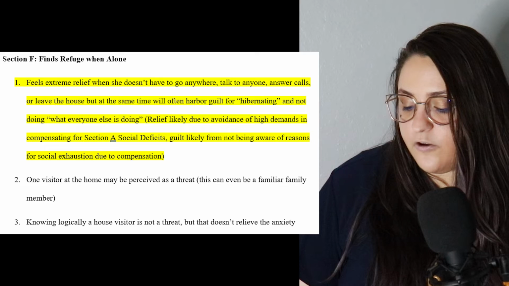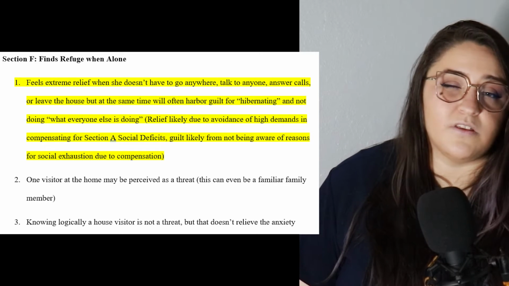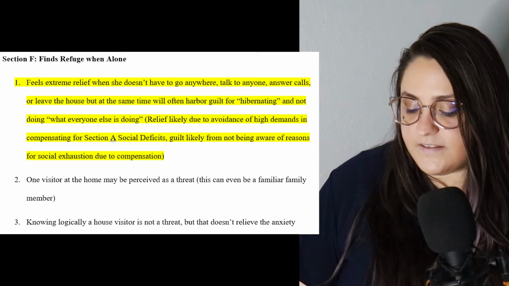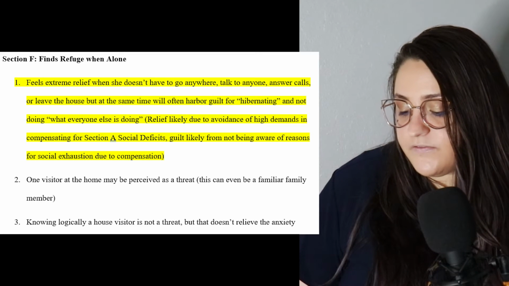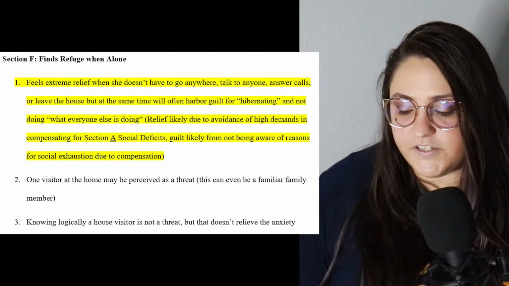One visitor at the home may be perceived as a threat. This can be even a familiar family member. I don't have anything that I can really correlate that to, as well as this next one, knowing logically a house visitor is not a threat, but that doesn't relieve the anxiety. Again, I don't really have anything criteria-wise for that.